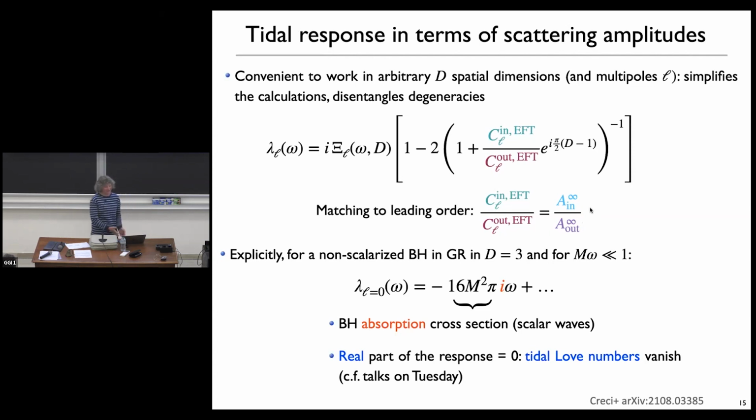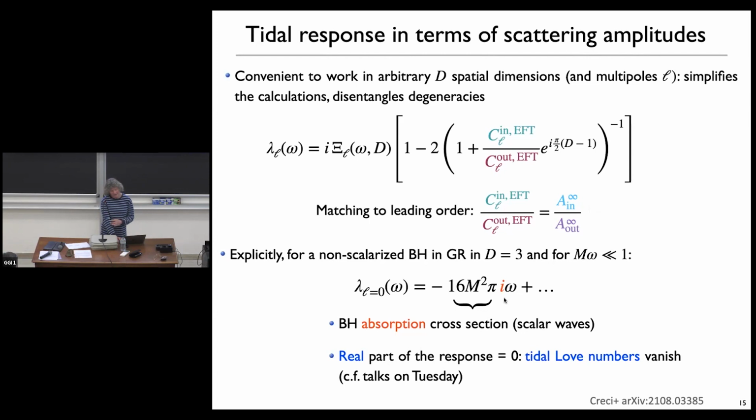But it turns out then, if you want to see, does this relation now make sense in terms of what we know about love numbers of black holes? So we take the zero frequency limit and specialize now to 4 space-time dimensions. And we find indeed the real part of this response function is 0. So the tidal love numbers vanish here for the scalar case. And for the imaginary part at low frequencies of the love number, we get exactly the absorption cross-section as we would also expect. So this is for a non-scalarized black hole.